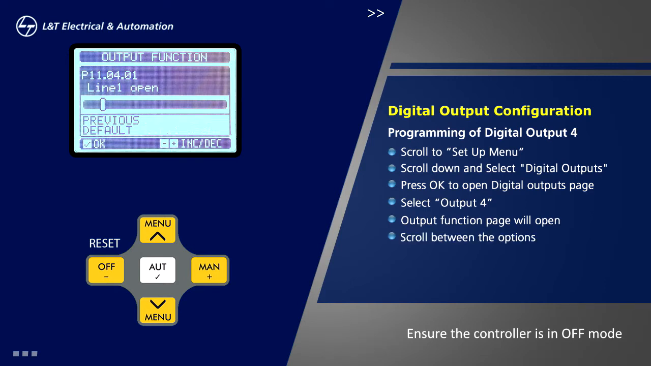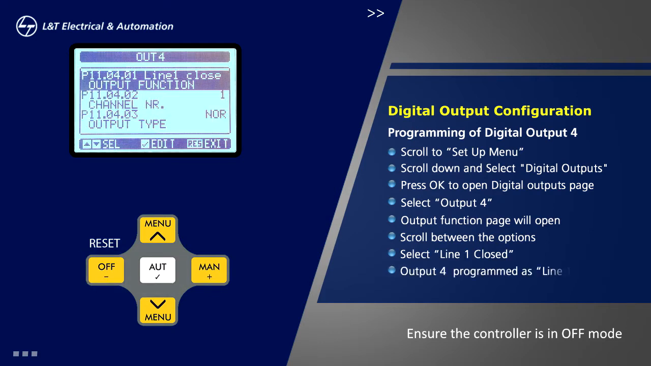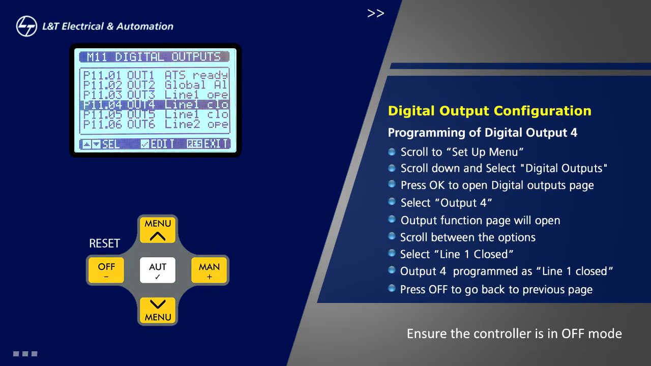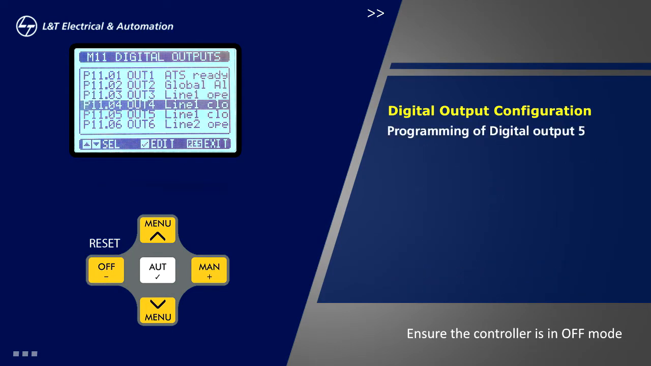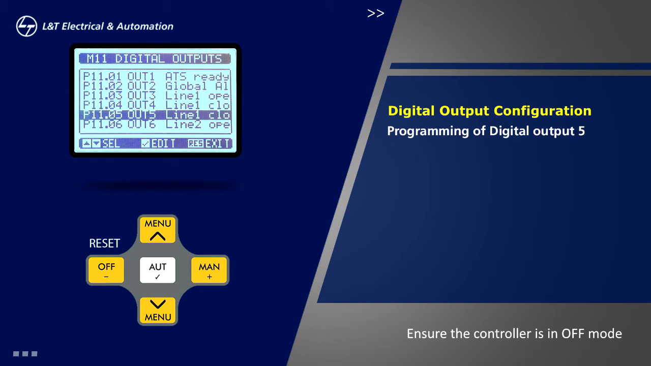We can scroll between the options using plus and minus keys to select the output. Select line 1 closed and press OK. Thus, output 4 is programmed as line 1 closed. Press off to go back to the previous page. Programming for output 5 is done in a similar manner as follows.